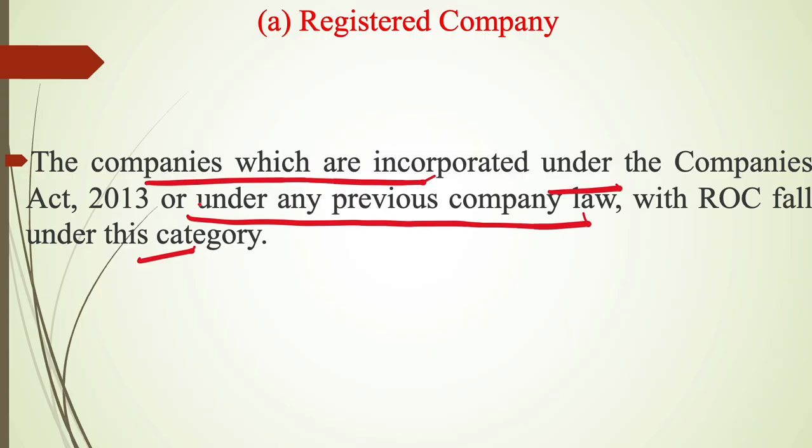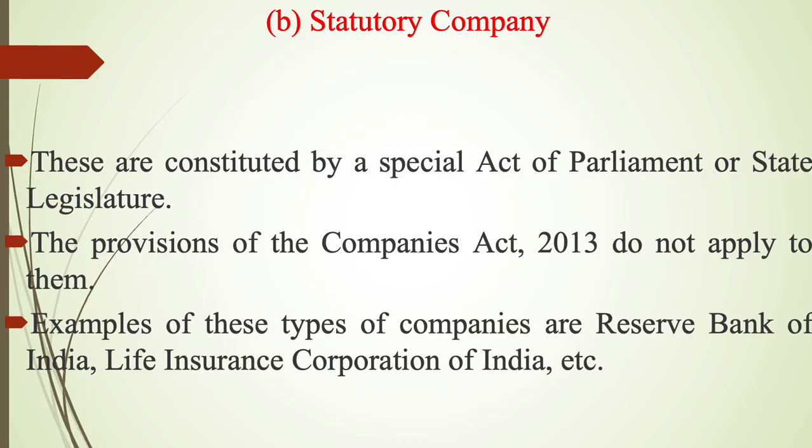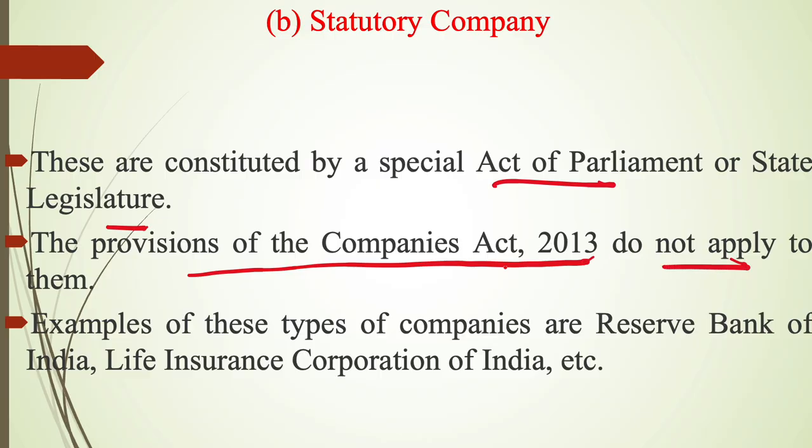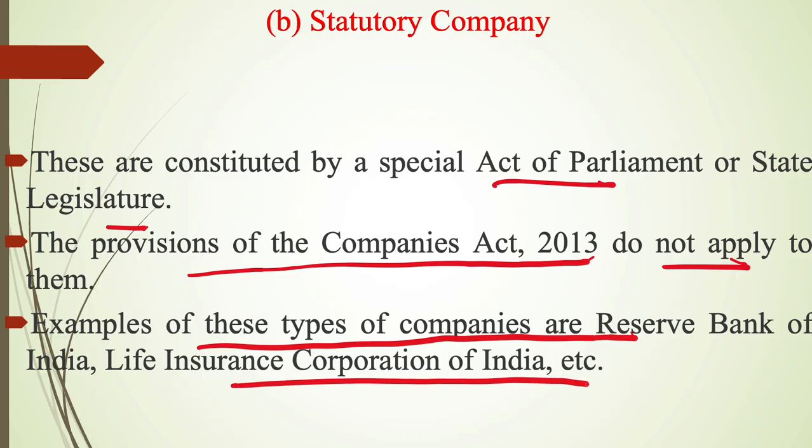Second is statutory company. These are constituted by a special act of Parliament or state legislature. The provisions of the Companies Act 2013 do not apply to them. Examples of these types of companies are Reserve Bank of India, Life Insurance Corporation of India, etc. So these are the companies which are formed under a special act of Parliament or state legislature.